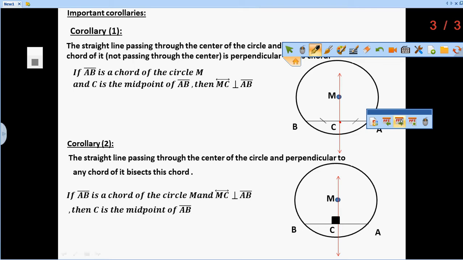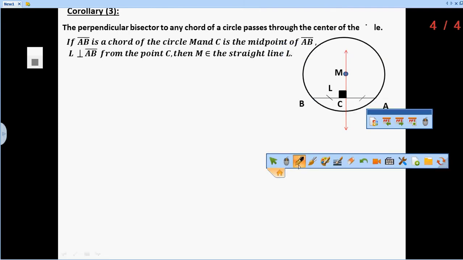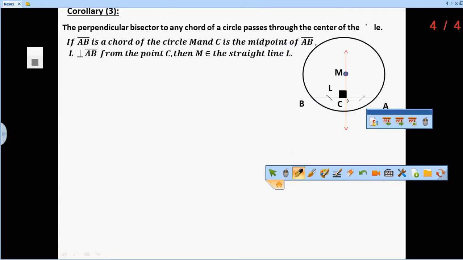After that, we'll move to the third corollary. If we have a perpendicular bisector to a chord inside the circle, it means this straight line makes an angle of 90 degrees with this chord and bisects this chord, so it must pass through the center of the circle. We'll use these corollaries to solve the problems.